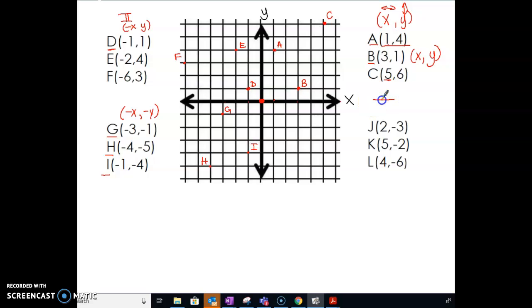Finally, we're looking at the points in quadrant 4, where x is positive and y is negative. So you're moving over and down 3. There's J, at 2, negative 3. Find K when x is 5 and y is negative 2. And plot your point L. If you need to pause the video so you can see if you can do it, I'd do that. There's L. Okay, you should be able to find an ordered pair on a coordinate plane.